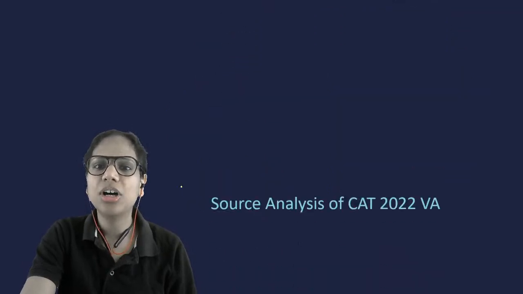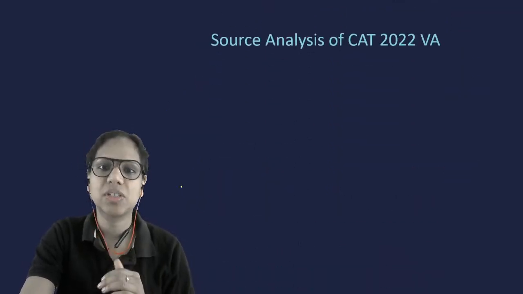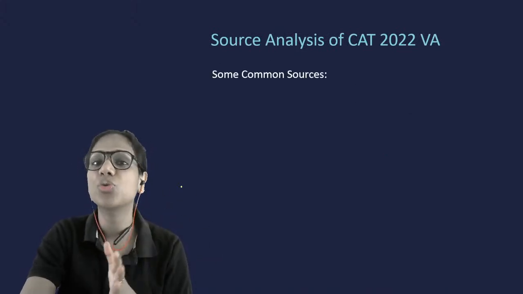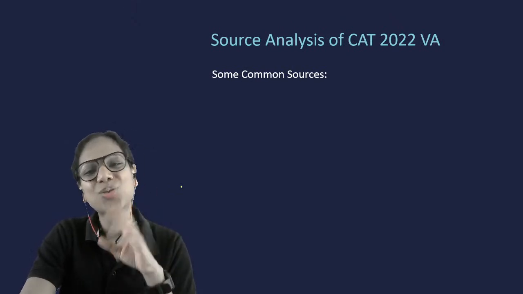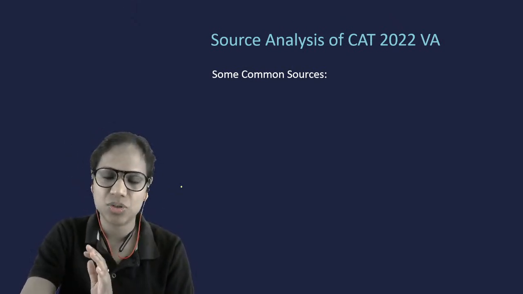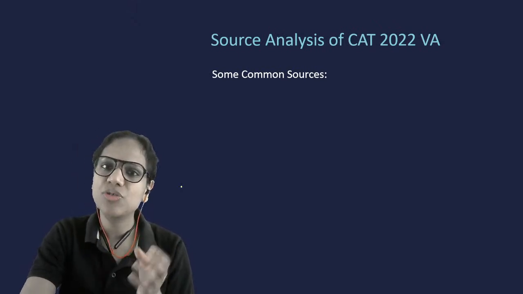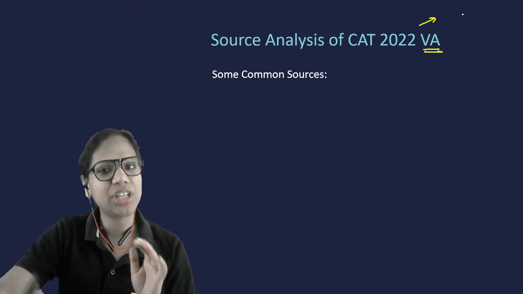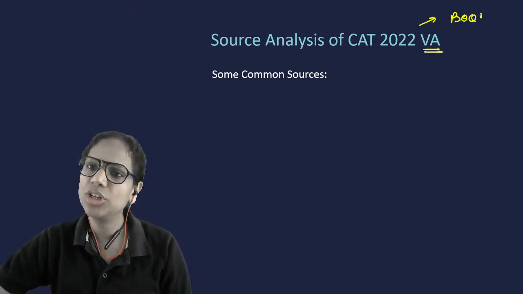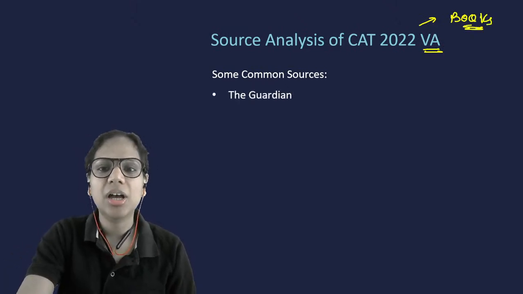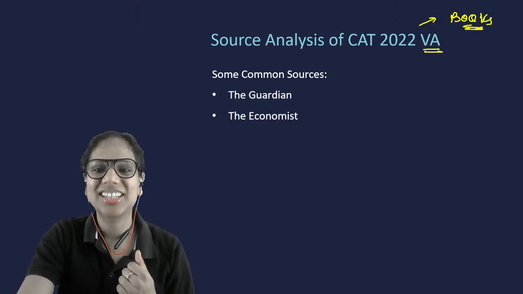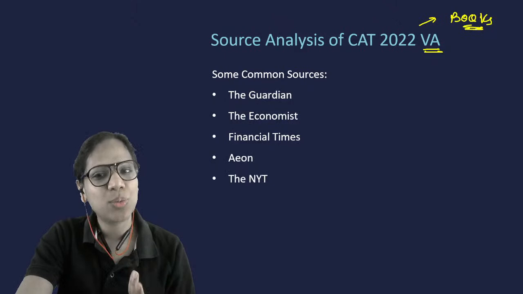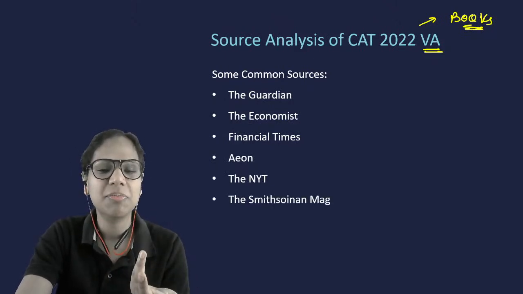Okay. Now, if I have to quickly tell you about the sources of your CAT 22 VA, I analyzed the papers and some common sources emerged. So the good news is that the sources are very similar to what you're reading for RC passages. Of course, there were questions from book excerpts also. In VA also, just like in RCs, there were questions from book excerpts. So books do remain a good source. However, some common sources: The Guardian, The Economist, Financial Times, Aeon, the NYT, the Smithsonian Mag.